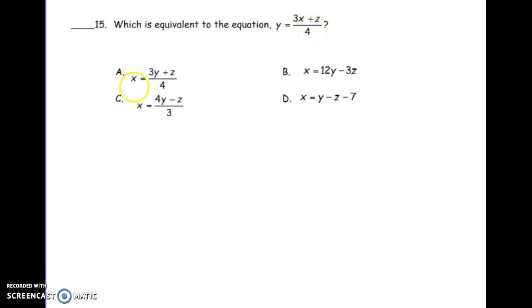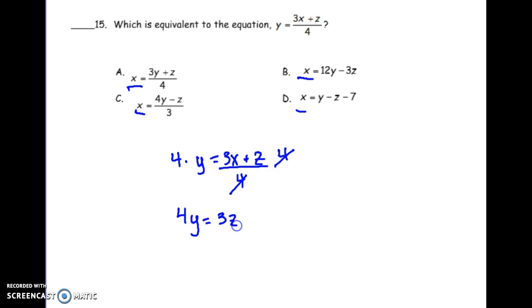Well, if you look at your options, it looks like we're solving for x. So I'm going to take this equation and just solve for x. Y is equal to 3x plus c divided by 4. Okay, this is a literal equation. To solve for x, I'm going to start by getting rid of my fraction, and I'm going to multiply both sides by 4. Okay, when I do that, these cancel out. I'm left with 4y is equal to 3x. Oops, 3x, not 3z. Come on.